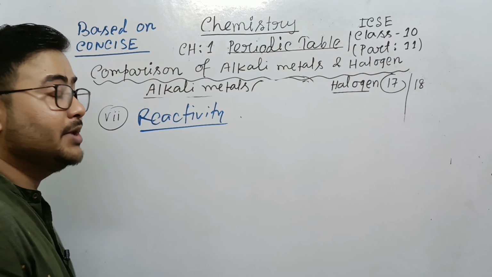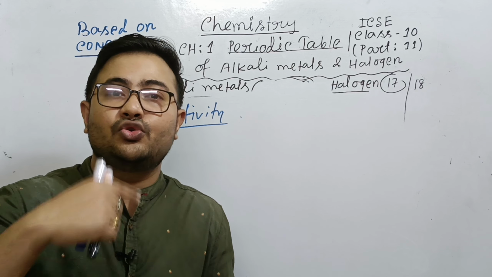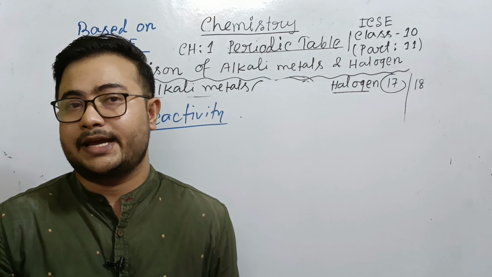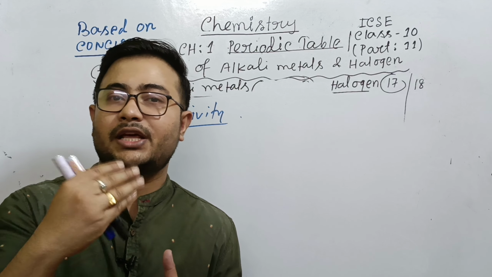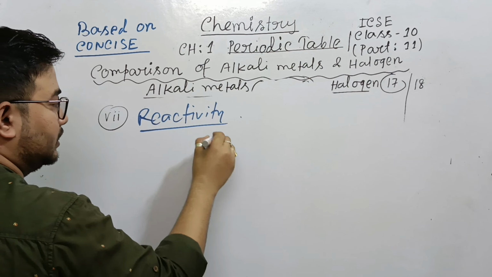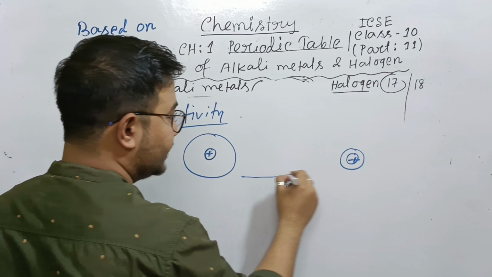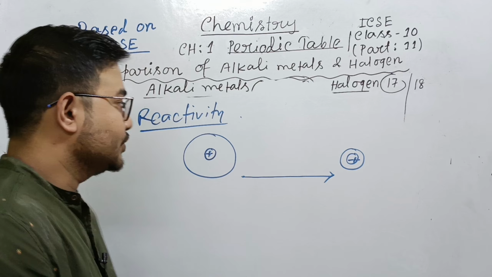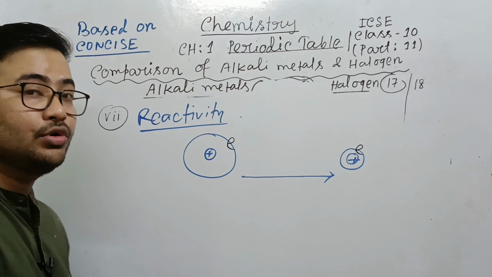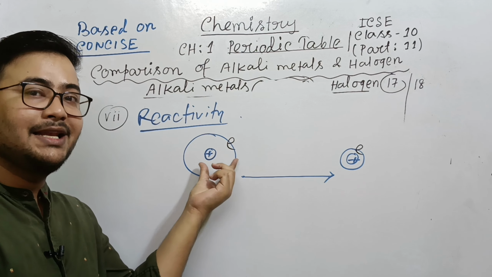Reactivity. I already told you reactivity means both. If any atom has a tendency to lose an electron, it is highly reactive. If any atom accepts an electron, it is also highly reactive. So reactivity means both acceptance as well as loss of an electron. All of you know the alkali metal radius is comparatively more than that of halogen, because halogen is on the right-hand side, and as we move left to right, radius decreases. So which has more tendency to lose an electron? Obviously this one, because more radius, less attraction.